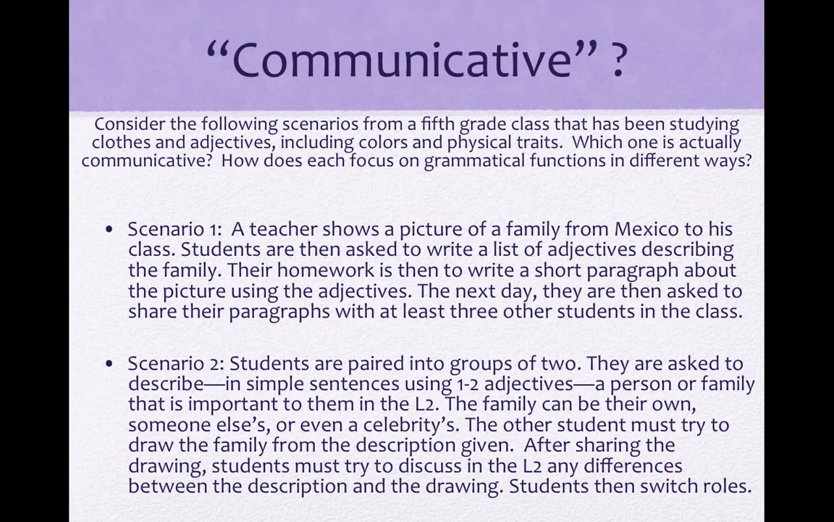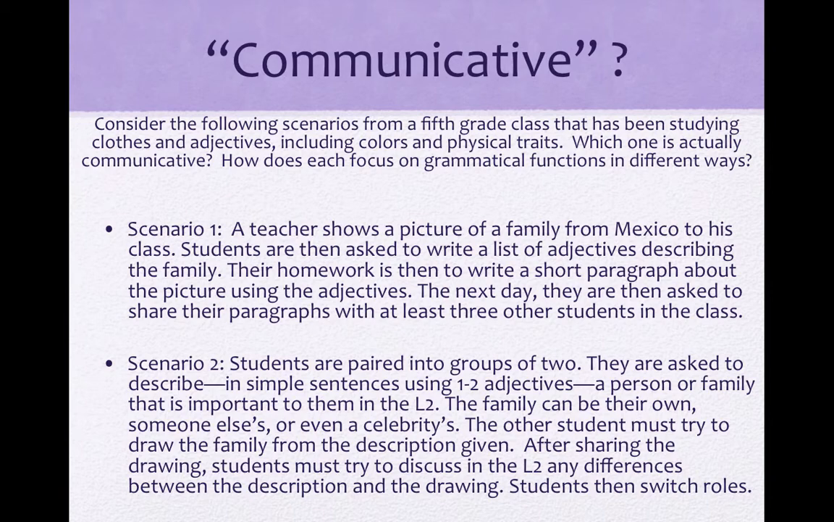We see in the first scenario here, we have a teacher showing a picture of a family from Mexico, which can be a really great way to show cultural content to a class. They have a list of adjectives, and then they have to write a short paragraph for homework. Then they're asked to share their paragraphs with at least 3 other students in the class the next day.